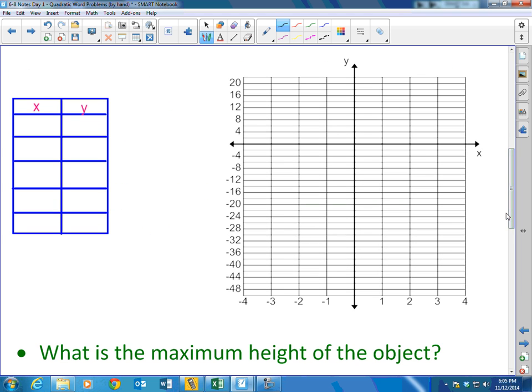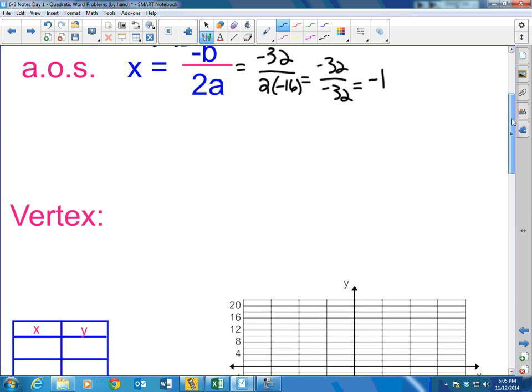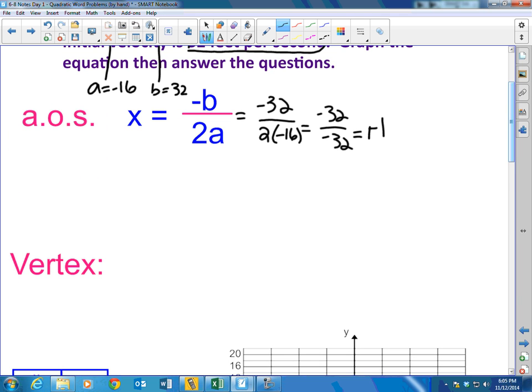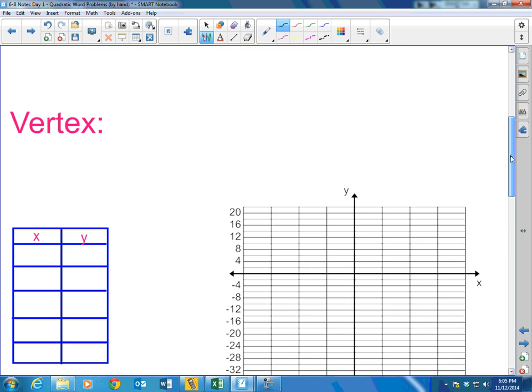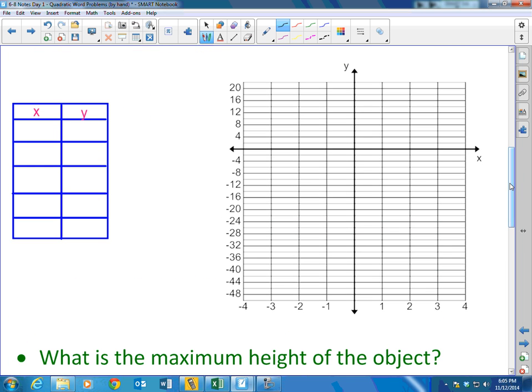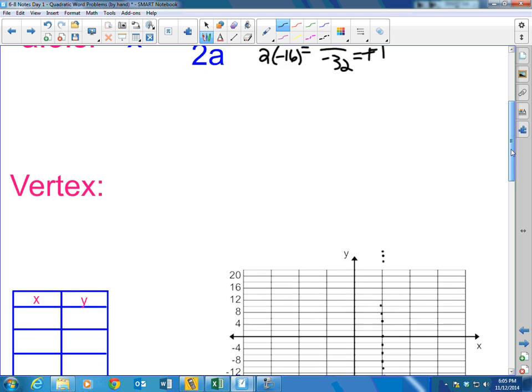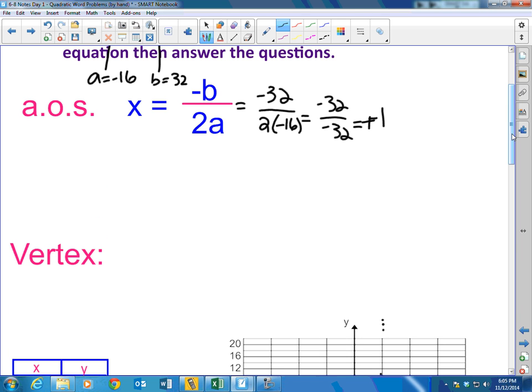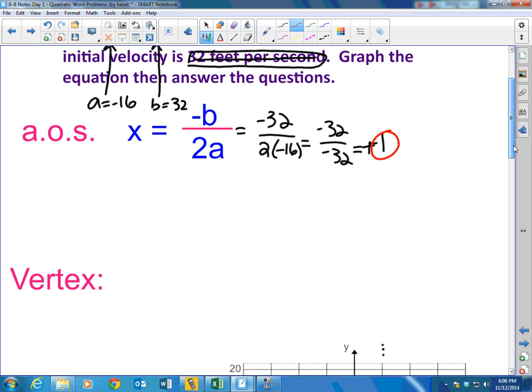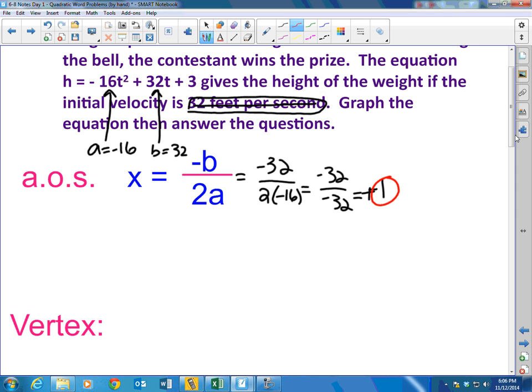So when I go graph here, I could graph my axis of symmetry at 1. I wrote negative 1, sorry, positive 1. Okay, my axis of symmetry is at 1, and so this is where my handy dandy little axis of symmetry will go if you want to put that in. I also know that my vertex is going to be somewhere along that line. So to find my vertex, I need to take this 1 that I got right here, and I need to plug it back into the equation.